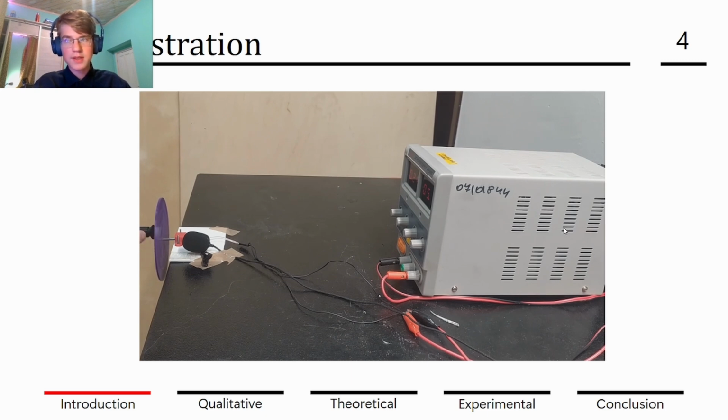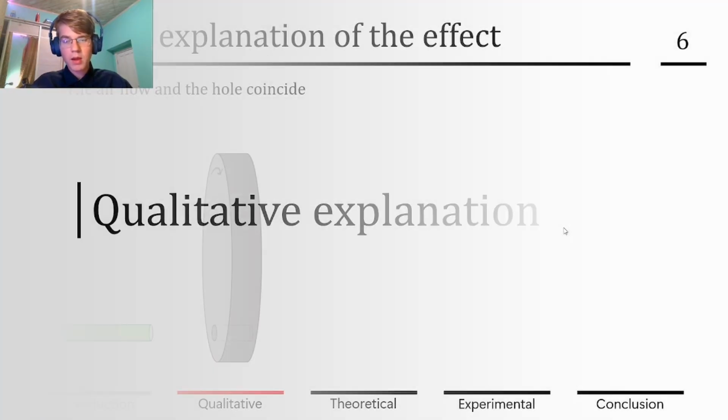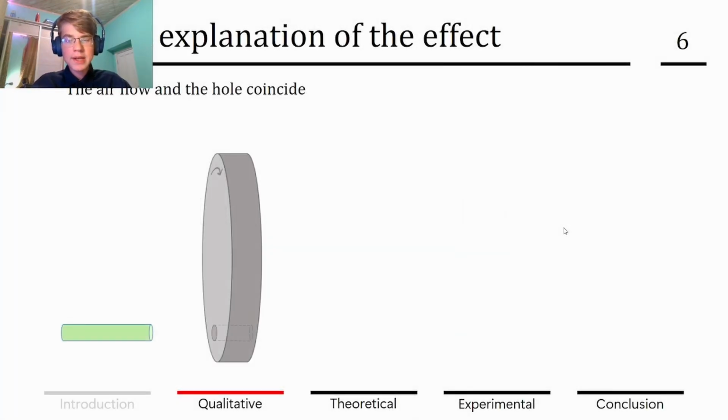As you can see, the sound changes as the distance between the geometrical center of the disk and the air supply device changes. So let's try to explain this phenomenon. As the disk rotates, the air stream will pass when the stream and holes coincide, and will be interrupted afterwards when the stream and holes do not coincide. Let's consider the case when they coincide.